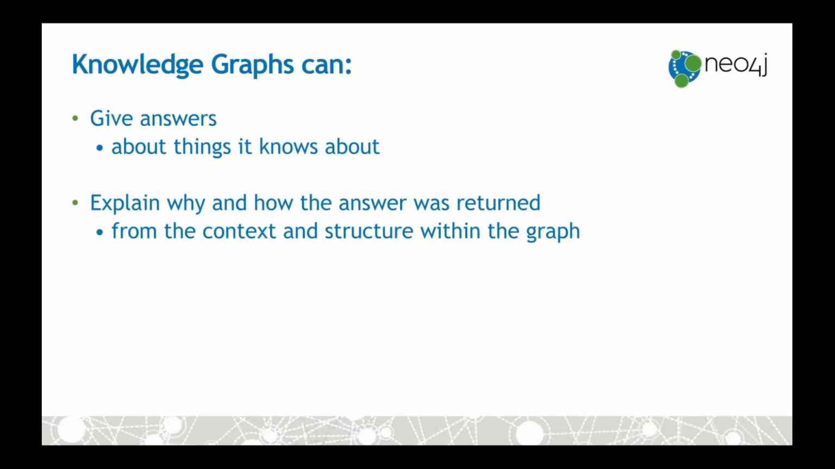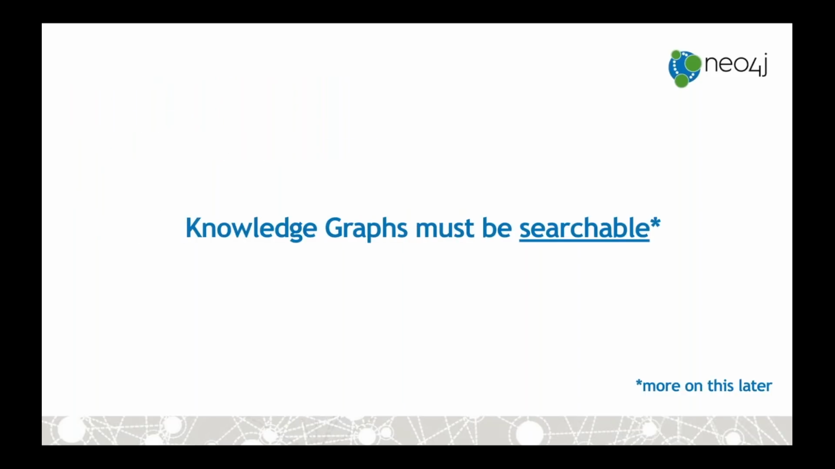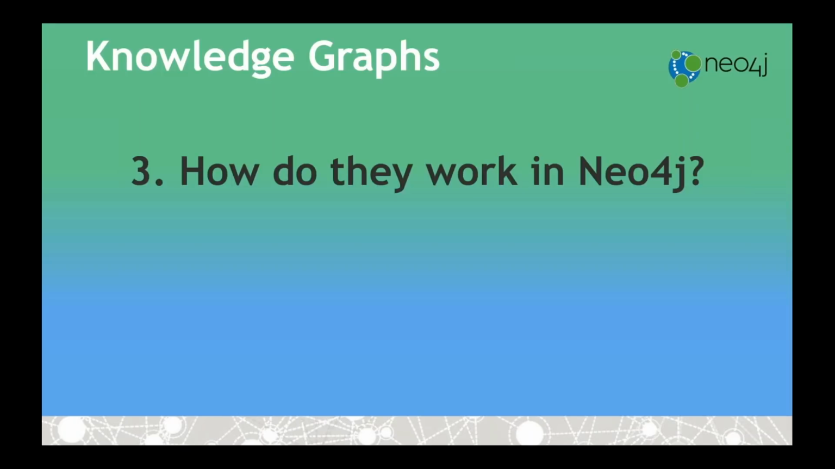So essentially, again, just to drive home, knowledge graphs can really give answers about things they know about, but also, very importantly, and I think very usefully, especially going forwards into the future, explain why and how the answer was returned. So it's great knowing something, but you maybe want to know, why is this the case, and what other facts led to this being the truth. And then again, we can get that from the context and structure within the graph. And as I said, just to really drive home this fact, they must be searchable. And as I say, I'll cover that more later on.